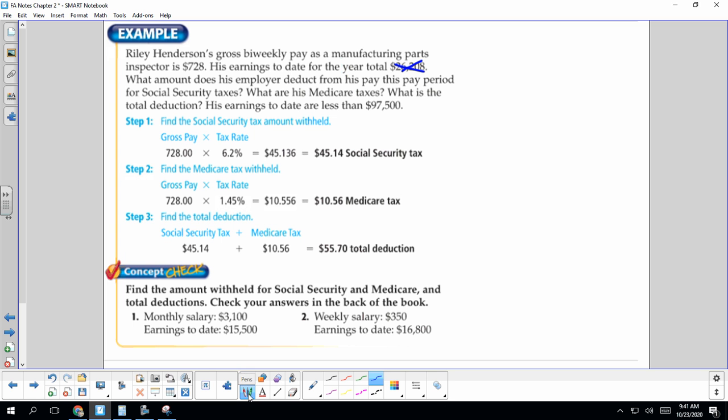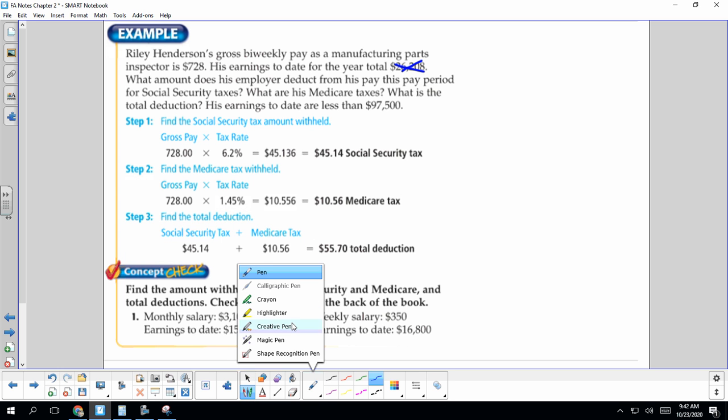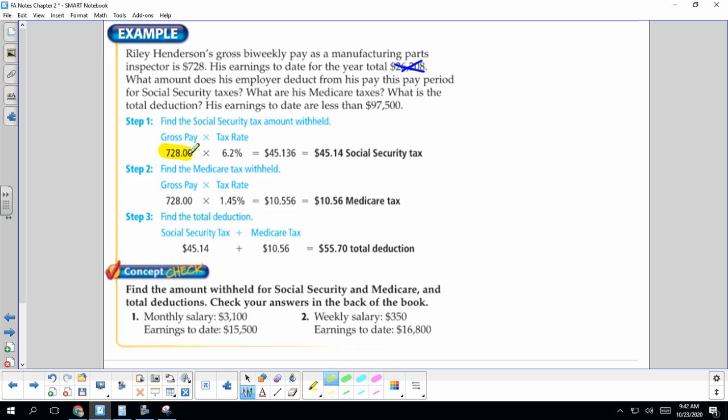And so the first step is to take our $728 that we made, multiply it by the 6.2%. Remember, unlike the state and federal income tax, there's no shenanigans for allowances or exemptions. We get $45.136. We round it to $45.14.